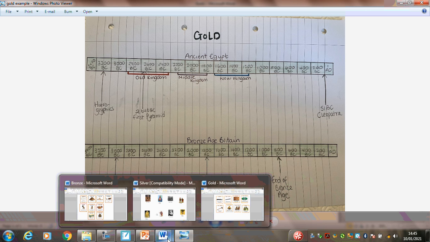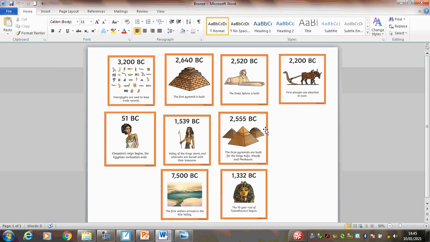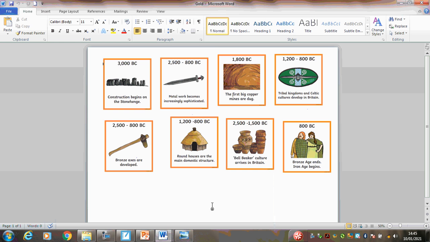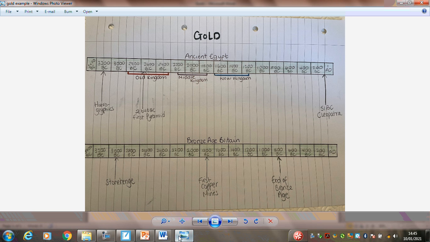All right, so I'll just show you those segments again. So this is ancient Egyptians. This is the Bronze Age in Britain. And then you just plot a couple of key events onto each. It'd be really interesting for you to notice that here, 800 BC is the end of the Bronze Age, and yet ancient Egyptians have still got so much history, so much life left in their civilization.